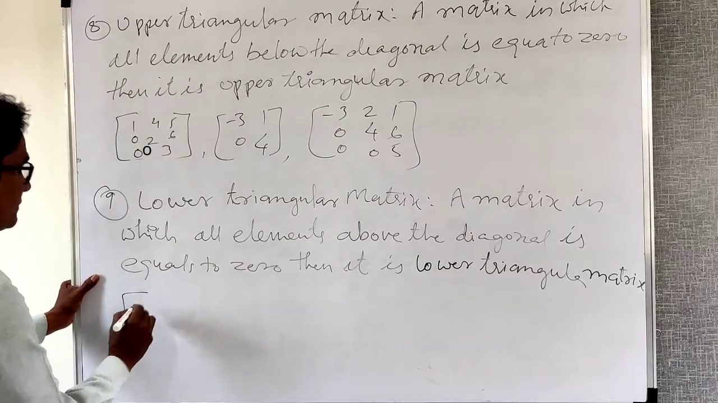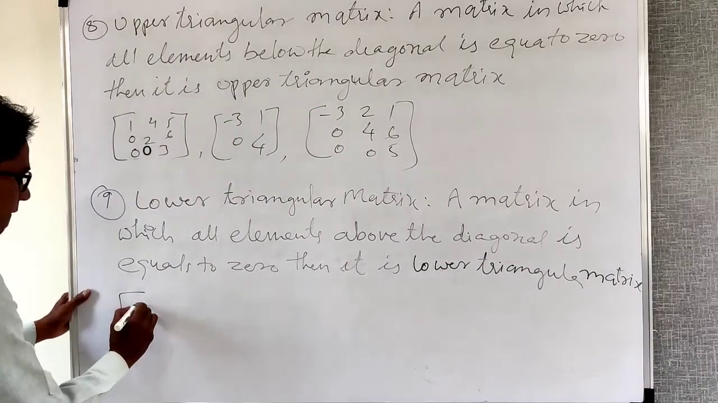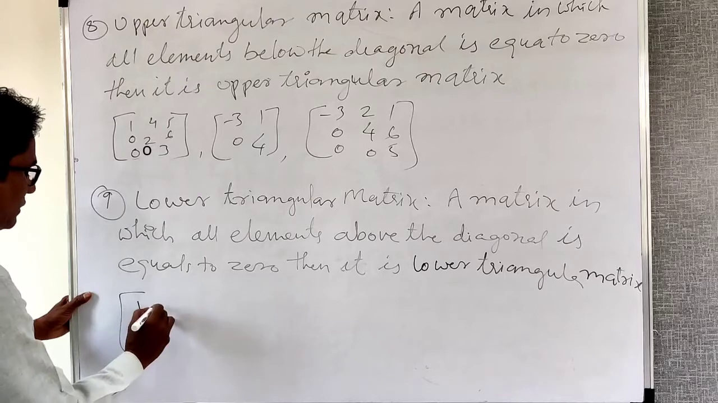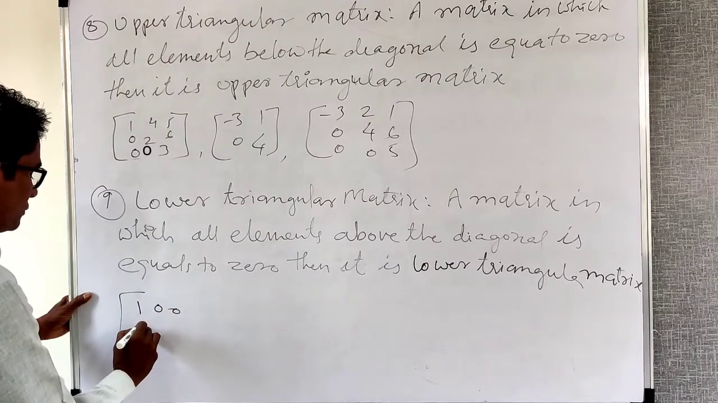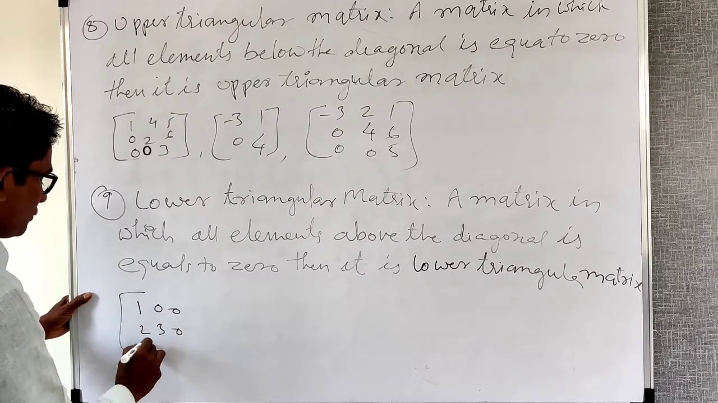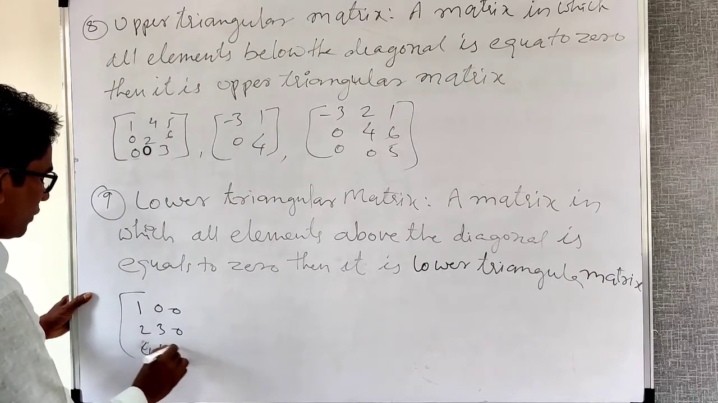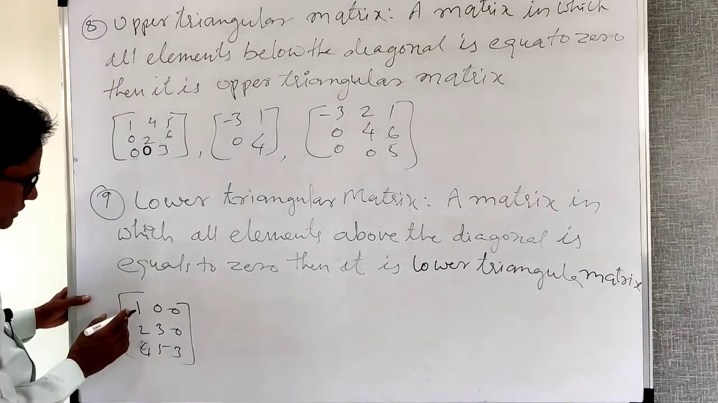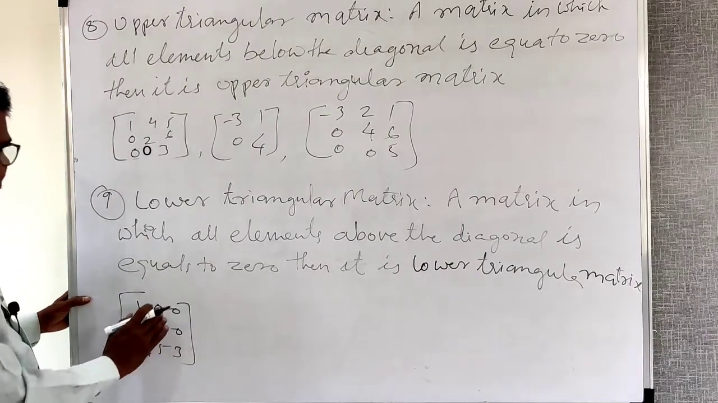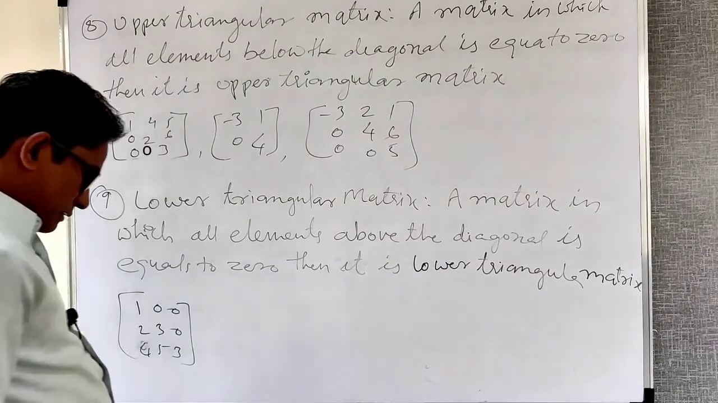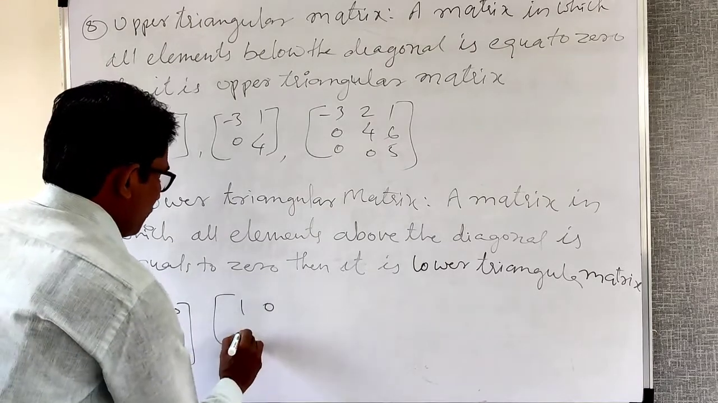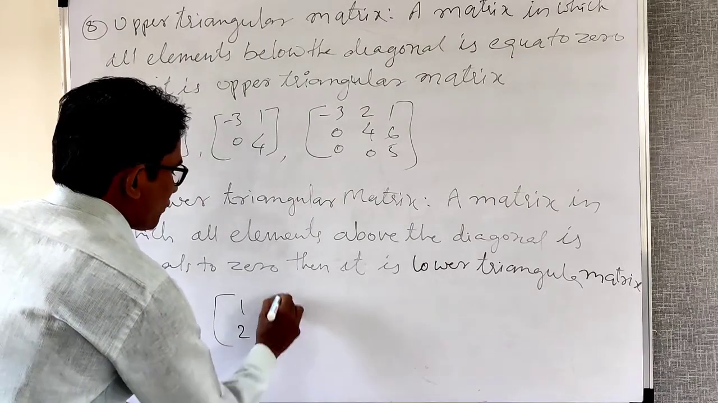Let's see. 1 0 0, 2 3 0, 4 5 3. So the diagonal is 1 3 3, and the elements above the diagonal are each 0. Therefore it is a lower triangular matrix.